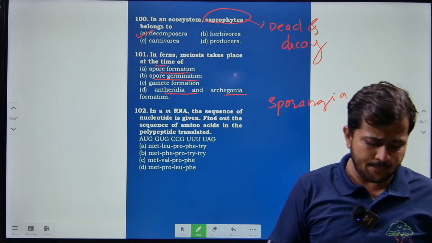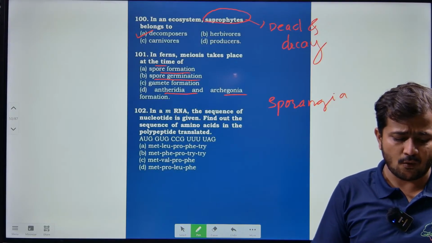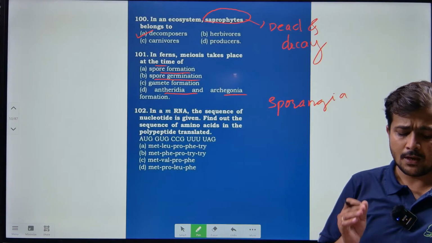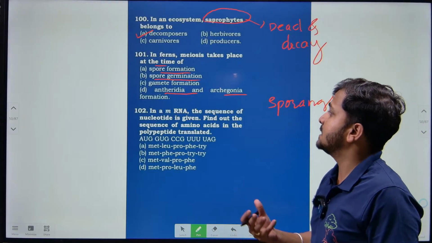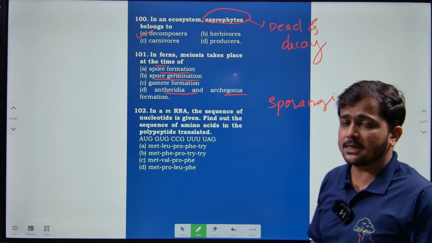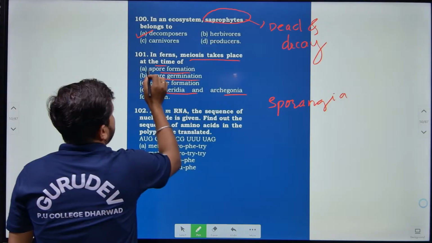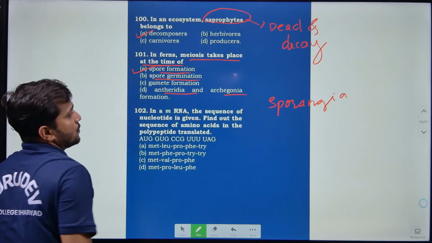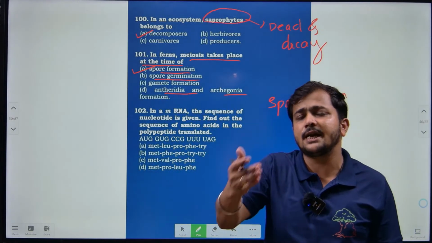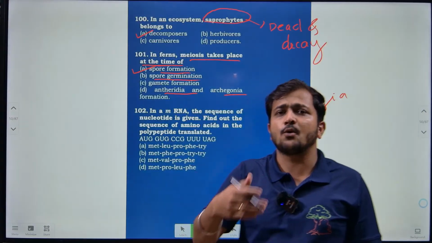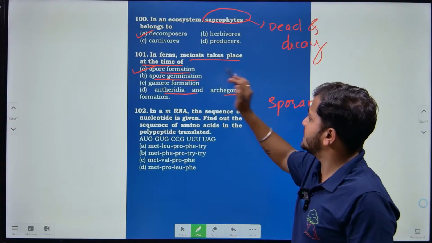At maturation, the spores fail to sustain and germinate to form a small multicellular green structure, that is nothing but the prothallus. So in ferns, meiosis takes place during spore formation, because the sporangia undergo meiosis, leading to the formation of spores, and those spores differentiate and form the prothallus. So here meiosis takes place during spore formation.